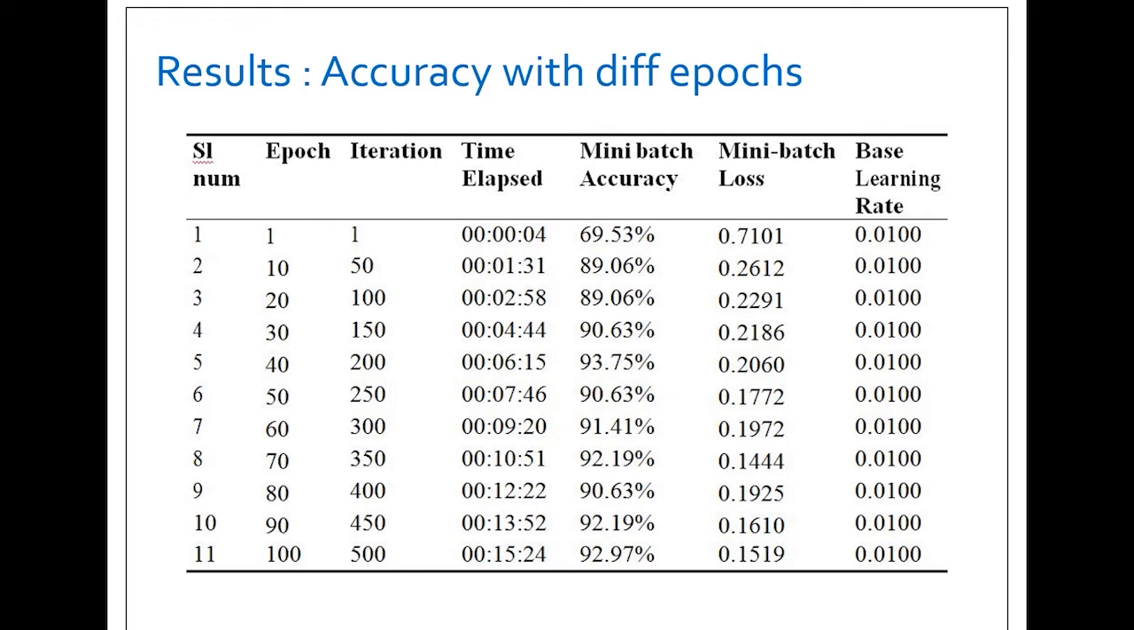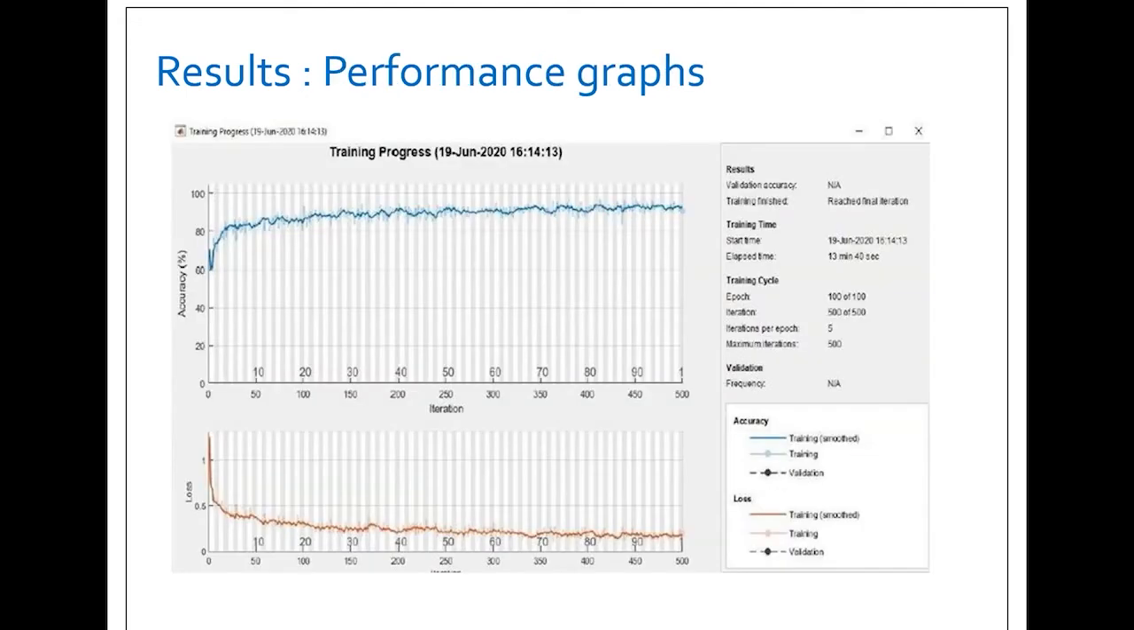For instance, if it is a single epoch and a single iteration, then the accuracy is only 69.53% with a loss of 71.01%. But in the 100th epoch and 500th iteration, the accuracy is 92.97% with a minimal loss of 0.1519. These are the performance graphs illustrating the accuracy and loss of the proposed model.